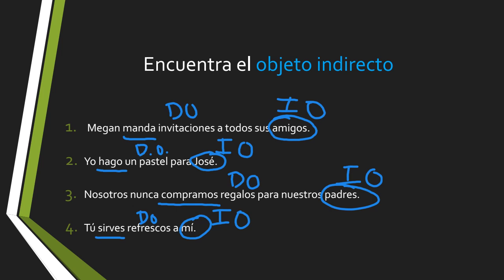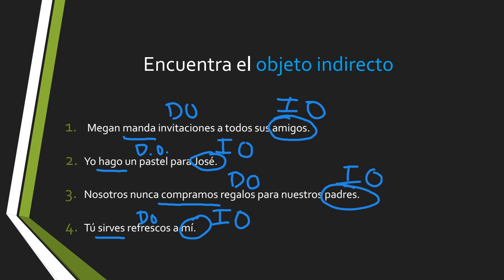We never buy gifts for our parents. I can say we never buy them gifts because you know that I'm talking about parents, and so I can just say them, which is an indirect object pronoun in English. You serve sodas to me. Let's change that and just say you serve me sodas. And we can get rid of the me, our indirect object there at the end.